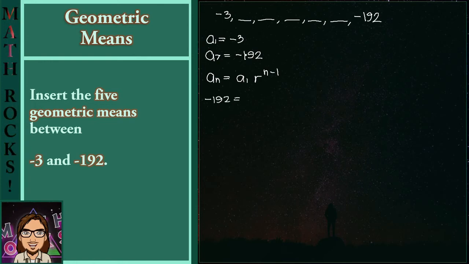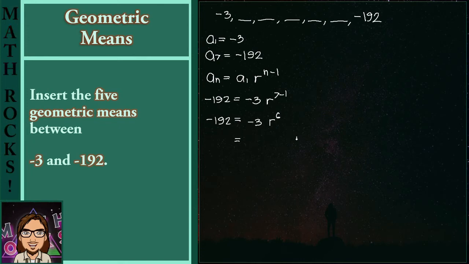For our a sub 1, it has a given value of negative 3. Our common ratio is unknown, but here we have used a sub 7 for the a sub n, so your n changes to 7. Let us start with our exponent here. So r raised to 7 minus 1, which is equal to 6.